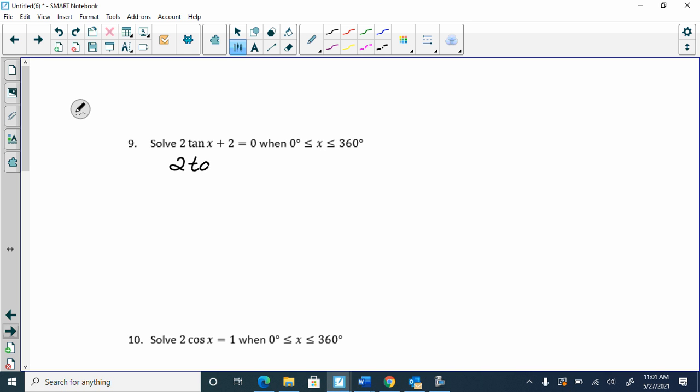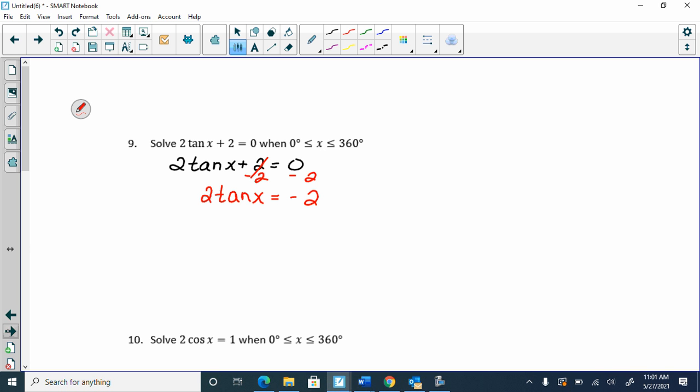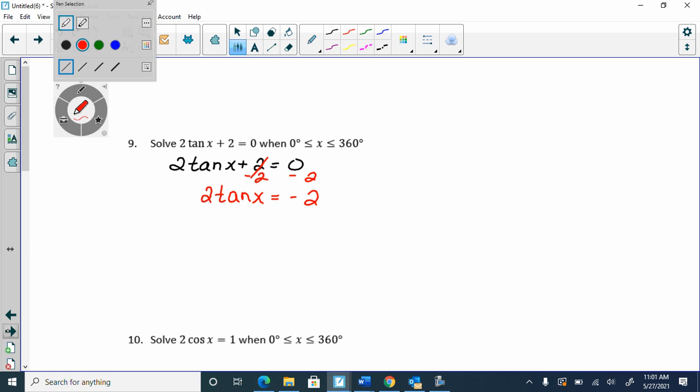2 tan x plus 2 equals 0. So what's the first thing I have to do? Minus the 2. So I get 2 tan x equals negative 2. Now I'm like I was in the previous steps. What do I have to do next to get tan by itself? Divide by 2. So tan x equals negative 1. And x has to be between 0 and 360.